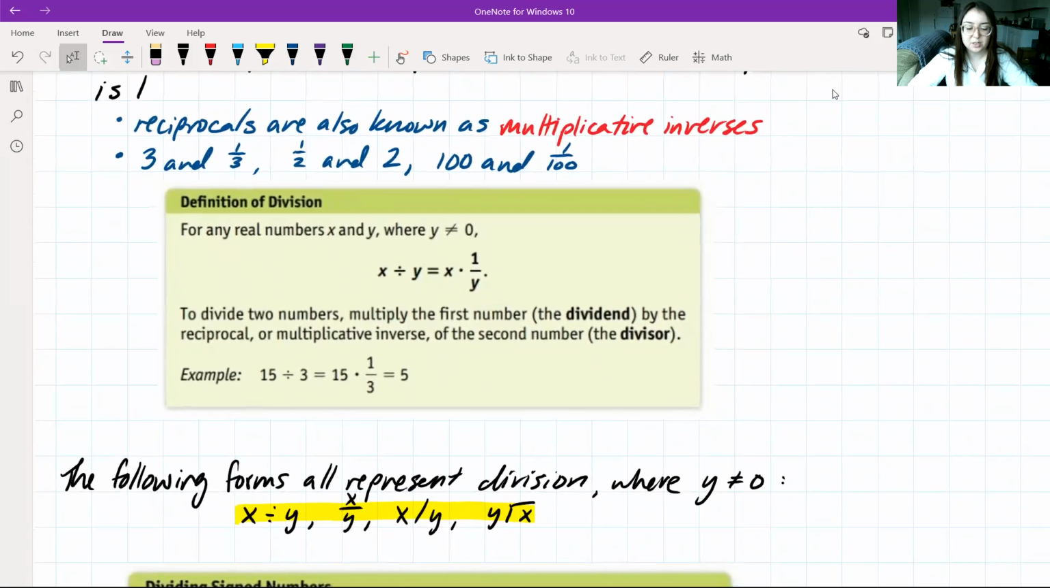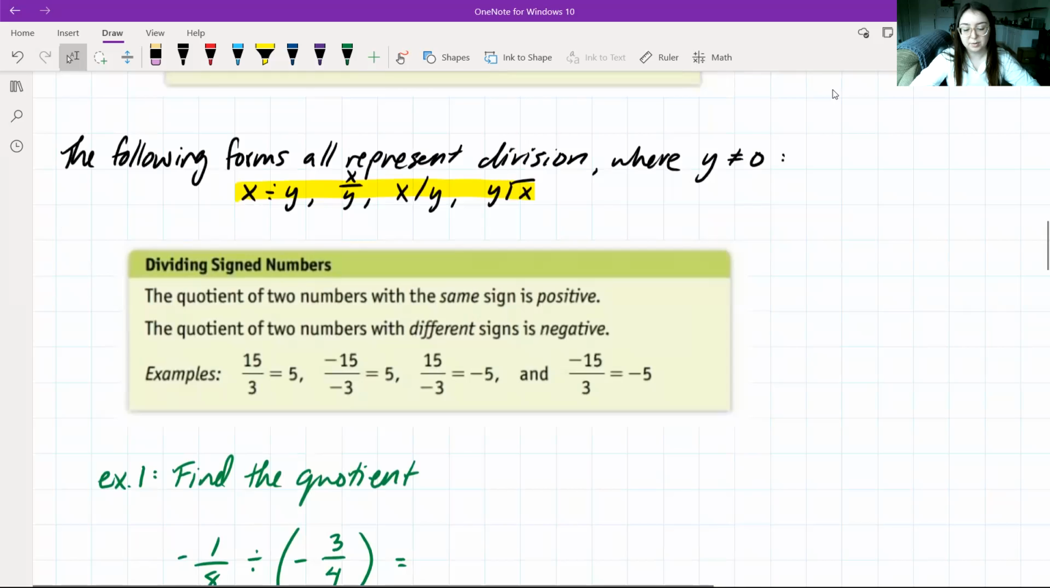So now with our definition of division, we say that for any real numbers x and y, where y does not equal 0, which is important, which we'll go over a little bit later, x divided by y is the same thing as saying x times 1 divided by y. So to divide two numbers, we want to multiply the first number, the dividend, by the reciprocal or the multiplicative inverse of the second number, the divisor. So for example, 15 divided by 3 is the same as saying 15 times 1/3, which is going to be 5.